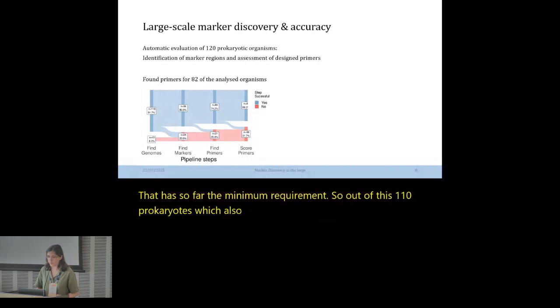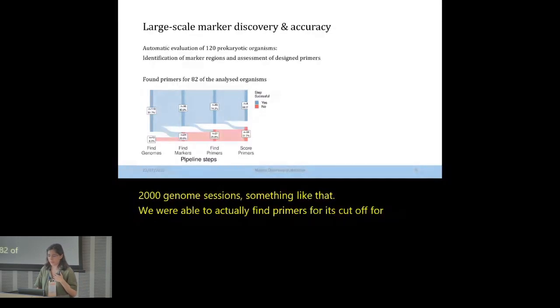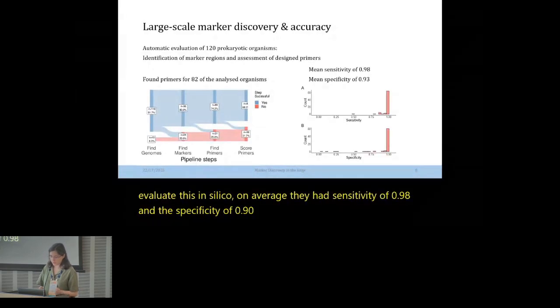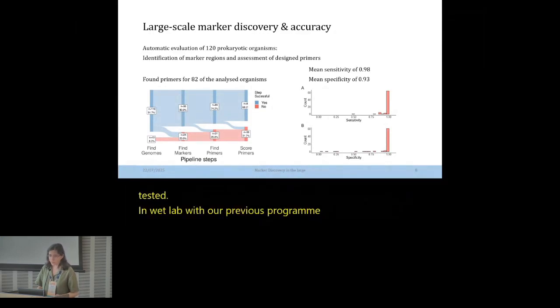We were able to actually find primers for 82 of them, and this is actually quite good. And when we evaluate this in silico, on average, they had a sensitivity of 0.98 and a specificity of 0.93. So this is almost basically perfect scores. And some of these primers had been previously tested in wet lab with our previous program. So we expect very good lab results from here.